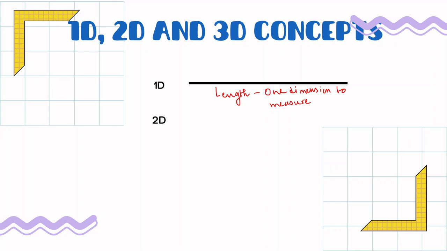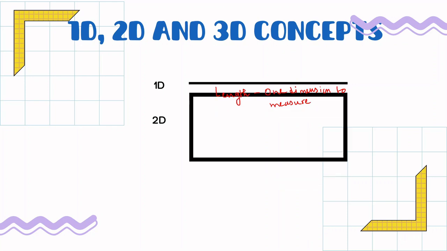Now 2D means you will have two dimensions to measure, like this rectangle. Here you see there is length and there is width. So you can measure two things. Two things, or two dimensions, can be measured. So it is known as a 2D figure.